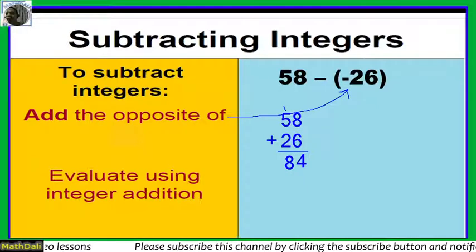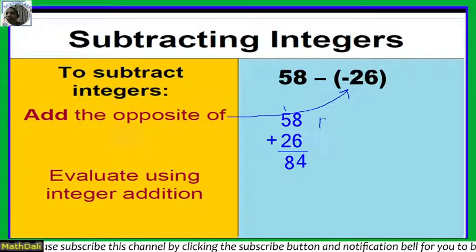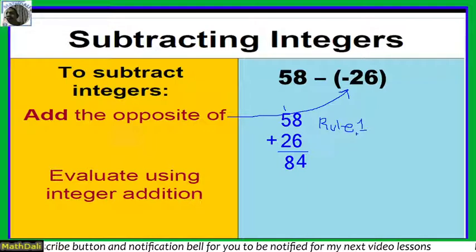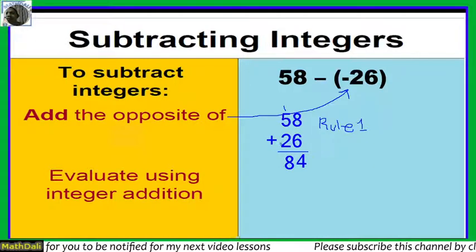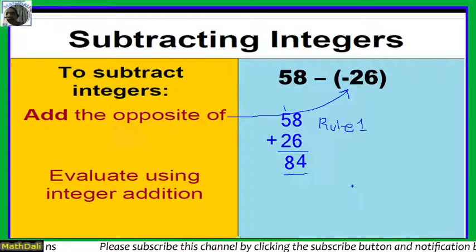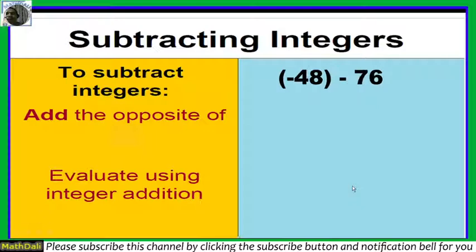So, pagka parehas yung sign, we're going to apply the rule in addition, specifically that is rule number 1. Okay, so rule number 1, ibig sabihin, kung parehas yung sign ng ina-add natin, simply add and copy the sign. Since parehas to na positive, the answer will be positive also. Okay na? So the answer will be 84. Okay, next.